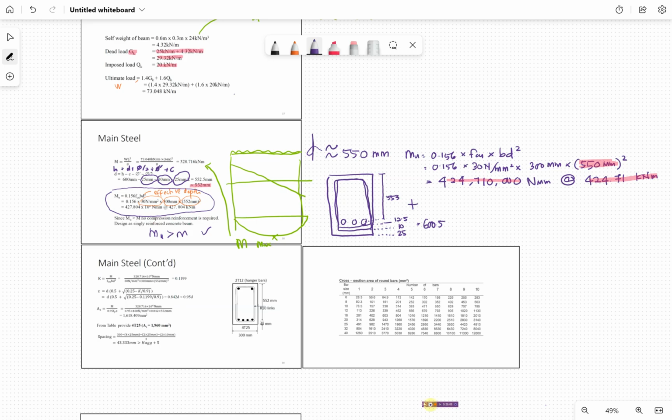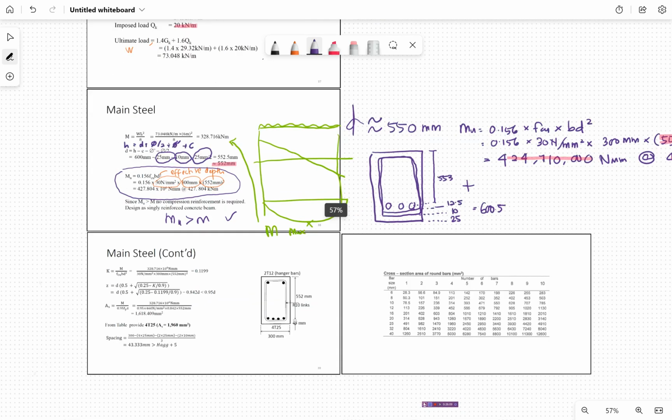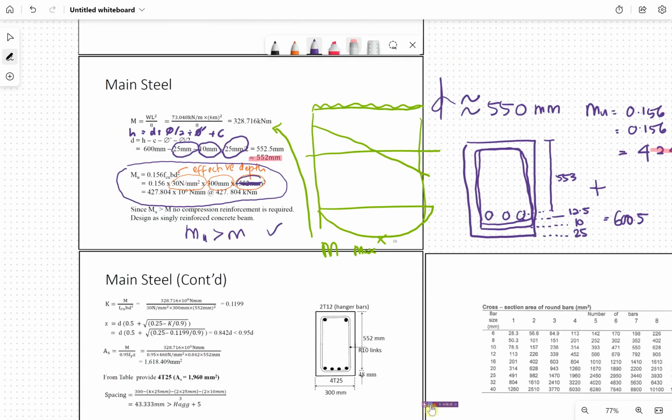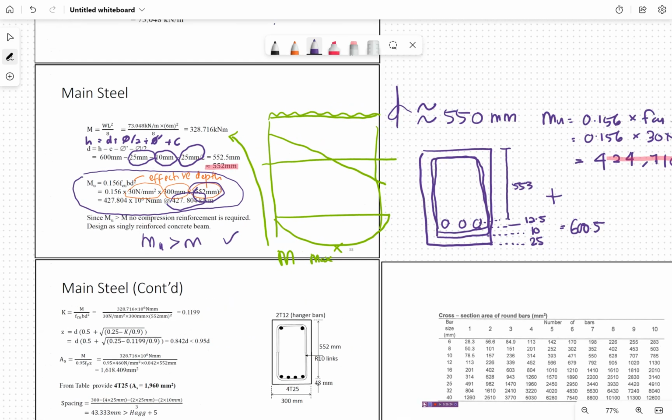Tapi kalau you tengok MU, kalau you pakai 552 here, you akan dapat 427.804. Meaning value kita sebab D kita makin rendah, therefore MU kita pun akan turun juga. Tapi kalau kita compare dengan M, value of MU masih besar lagi dari M. Ataupun M is less than MU. Right? So tak ada masalah. Kita boleh round down to 550.